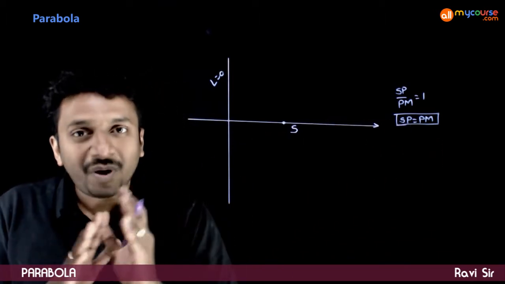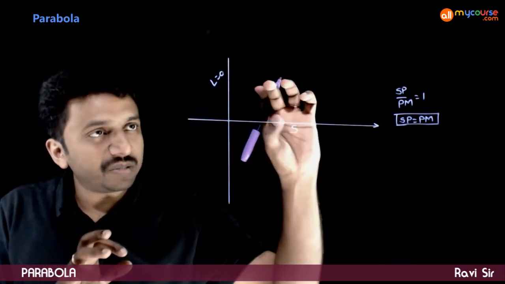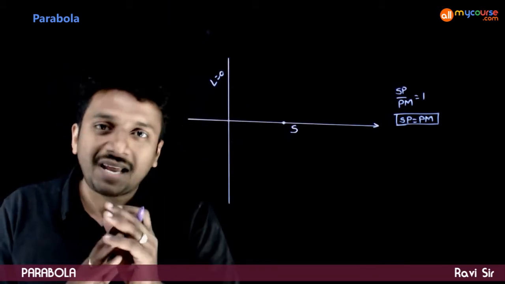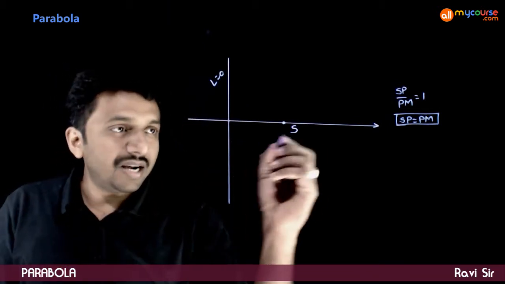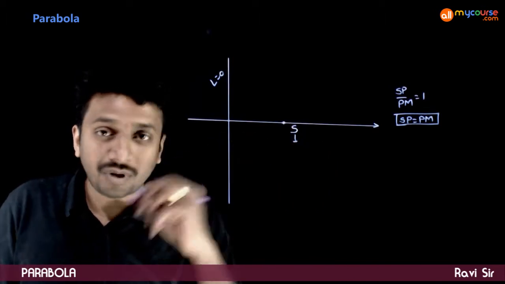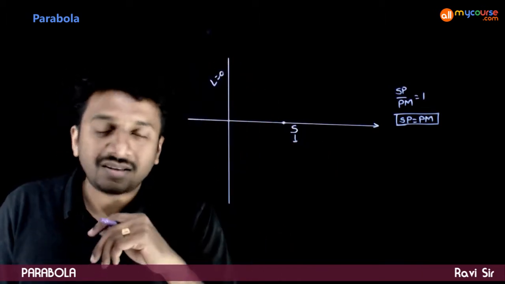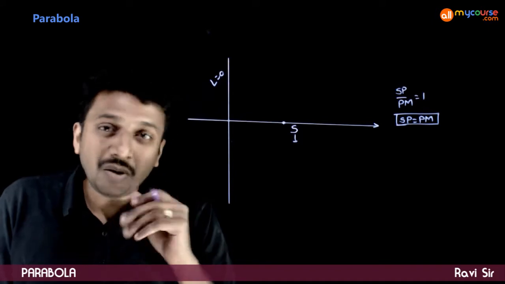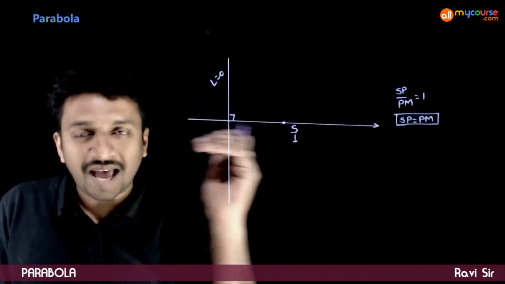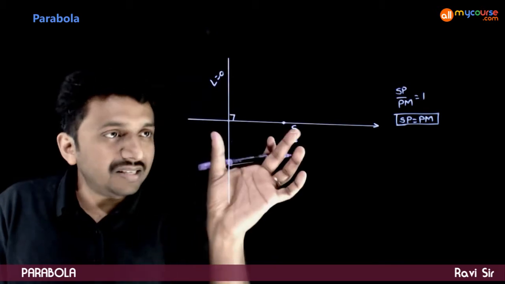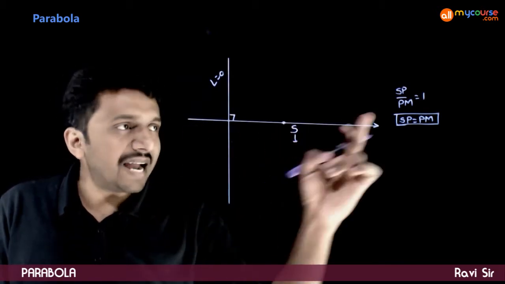So the locus of points whose distance from this point and distance from this line are equal is called a parabola. So let us say that S is the focus and L is the directrix. So how does a parabola look like? To understand this, first let me draw the axis. So now, is there a point on this axis which satisfies this condition?